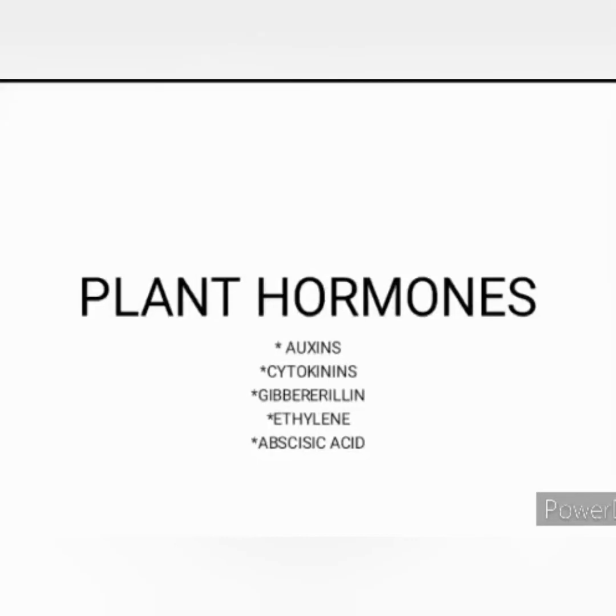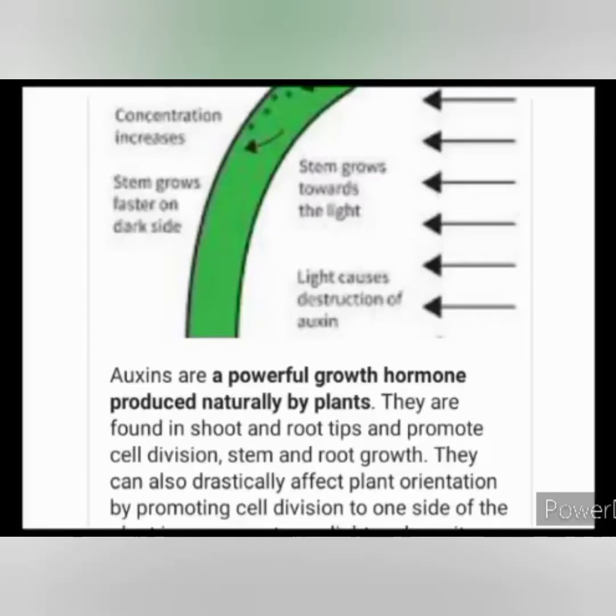So today I will be discussing my topic about major plant hormones. In major plant hormones, there are 5 hormones. First one is auxins, second one gibberellins, third cytokinins, number 4 ethylene, and 5 abscisic acid.